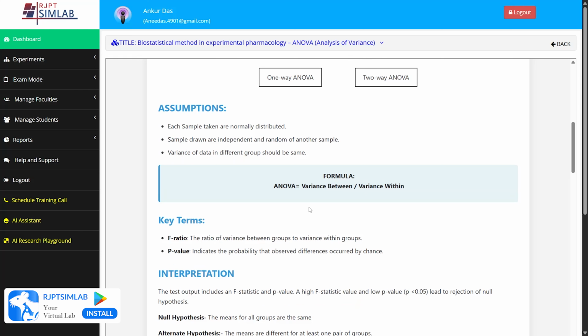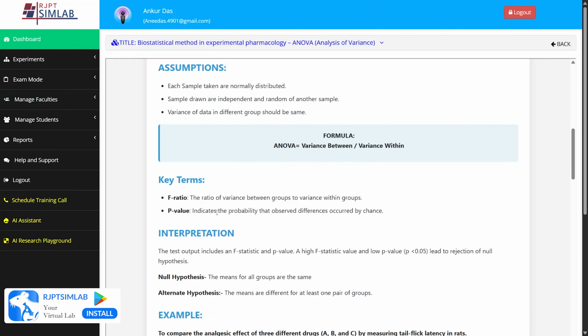The formula of ANOVA is variance between divided by variance within, which means the variance between the different groups divided by the variance within the group. We have a number of data points within a single group also, so variance within the group. The key terms that we use in ANOVA are the F ratio, the ratio of variance between groups to variance within the groups, which means the variance between the groups divided by the variance within the groups, and the P value.